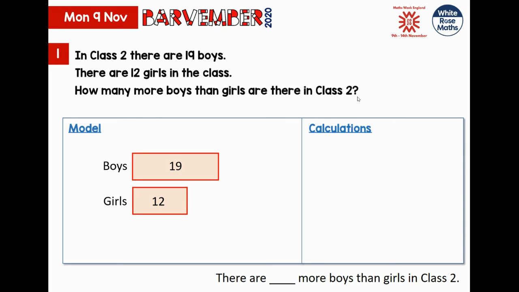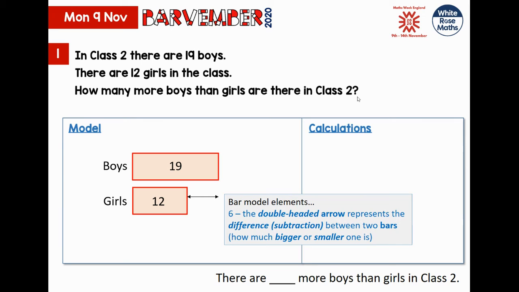And we're asked how many more boys than girls are there in class 2. And this is a really important element in our pictures, this double-headed arrow which represents the difference between 2 bars, and difference should suggest to us that we're going to do some subtraction. And we've seen lots of different ways of this bar appearing. We've talked about more, as it is in this example, less, fewer, younger, older, bigger, smaller.